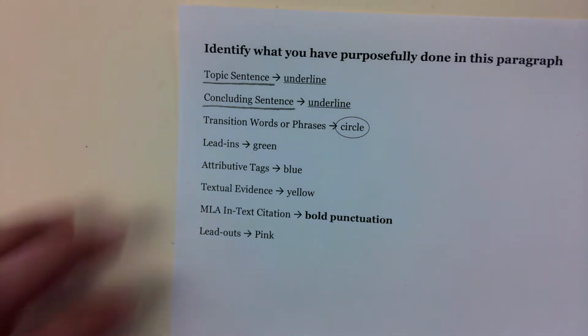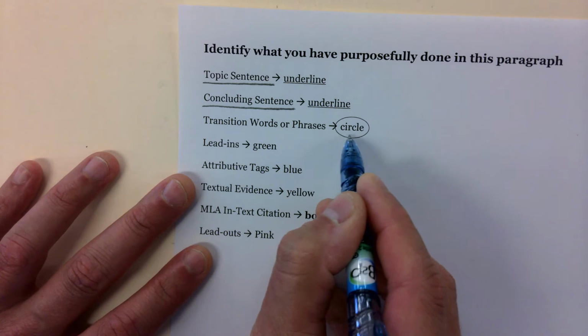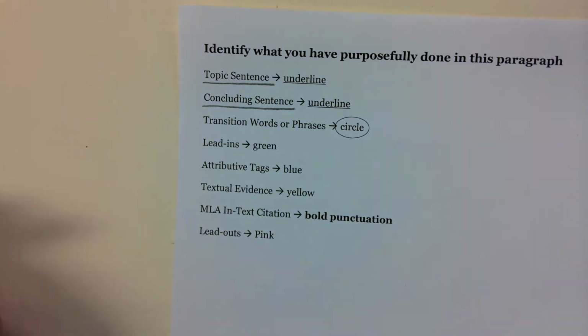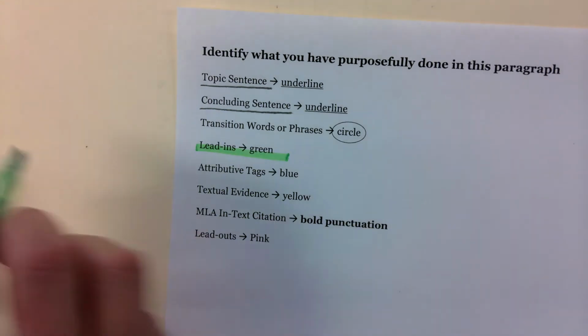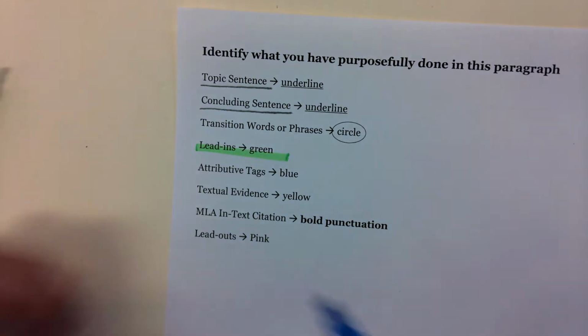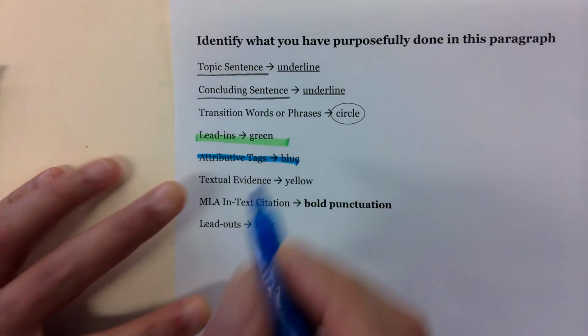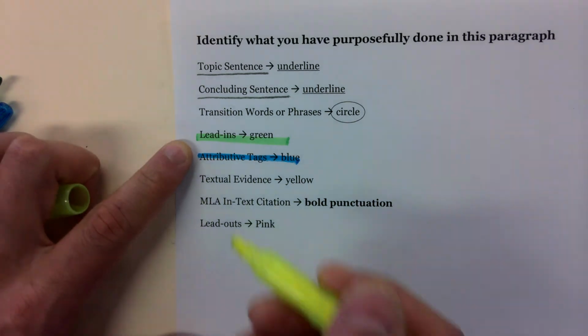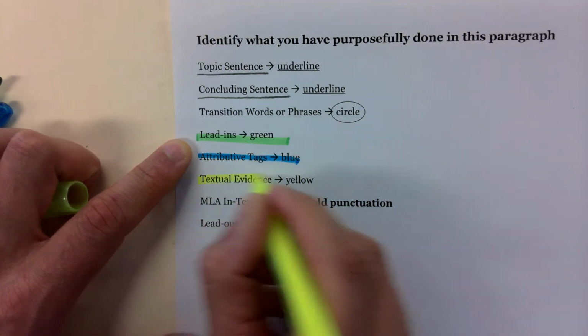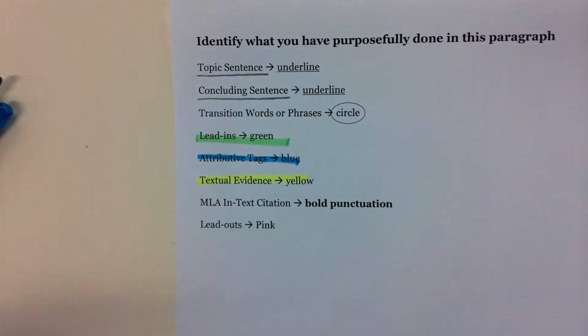I'm going to change to a pen. You are going to circle the transition words. I already got that circled here. You are going to highlight your lead-ins in green, attributive tags in blue. And some of these you might not even have. You might be like, I didn't even know what an attributive tag was until the other day. Text evidence is in yellow.